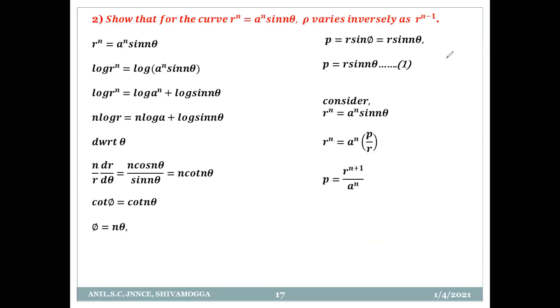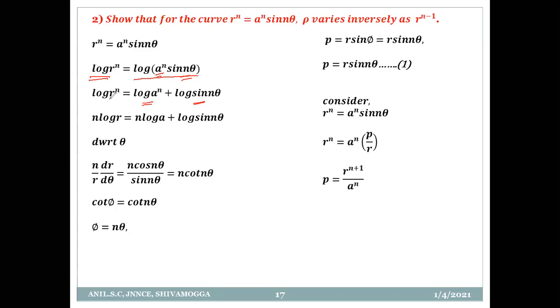First we find the pedal equation. In order to find the pedal equation, we have to find phi, the angle between the radius vector and the tangent. Take log on both sides. We get log r power n is equal to log of a power n into sine n theta. Log of m into n is log m plus log n. That is log a power n plus log sine n theta.